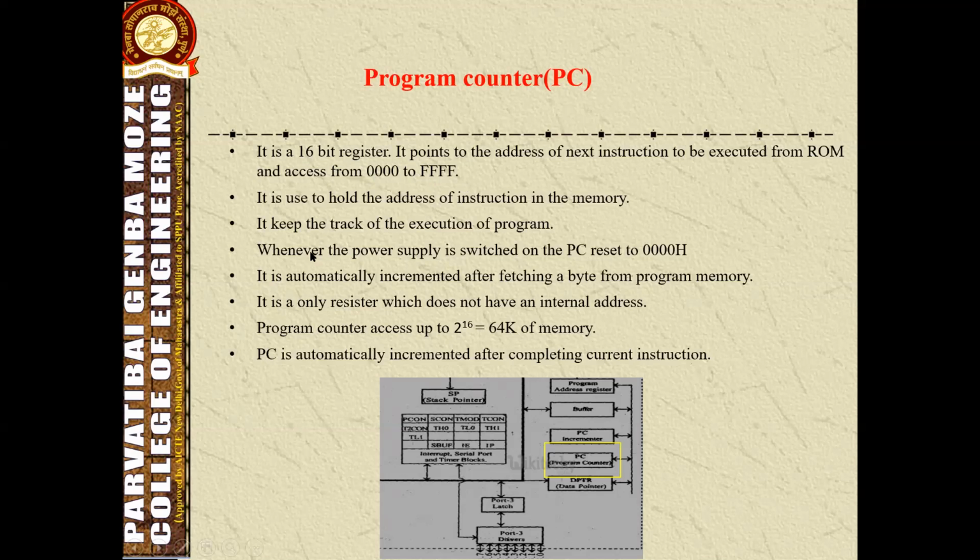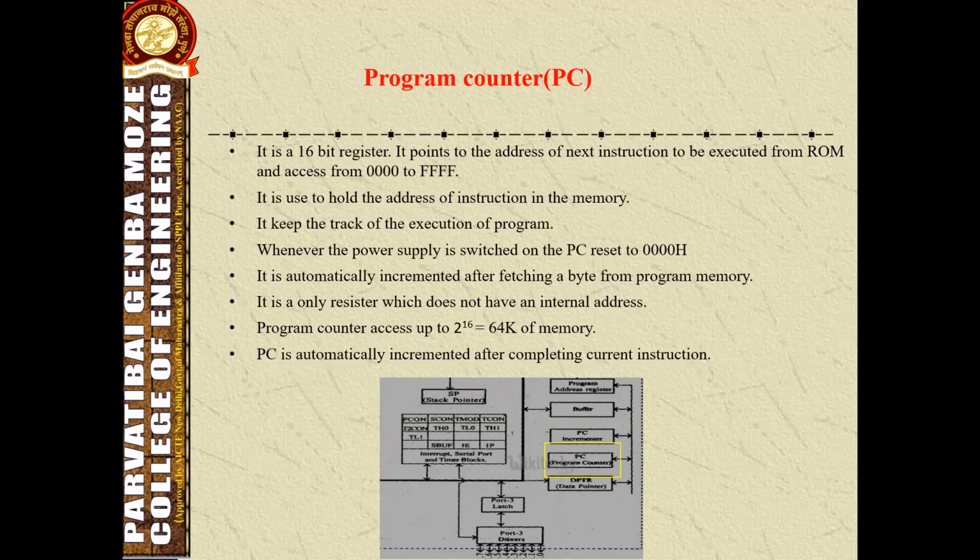The program counter is automatically incremented after fetching a byte of information from program memory. If one instruction is executed, it is automatically incremented and keeps track of the next one. The program counter is only a register that does not have any internal address. We have seen that there may be many addresses.